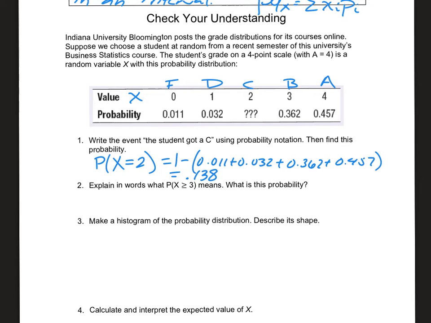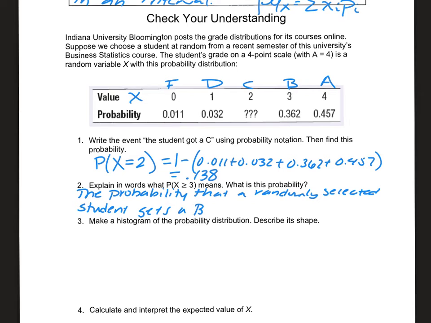Number 2 says explain in words what the probability of x greater than or equal to 3 means, and then what's the probability. So this is the probability that a randomly selected student gets a B or better, and this probability is 0.819.